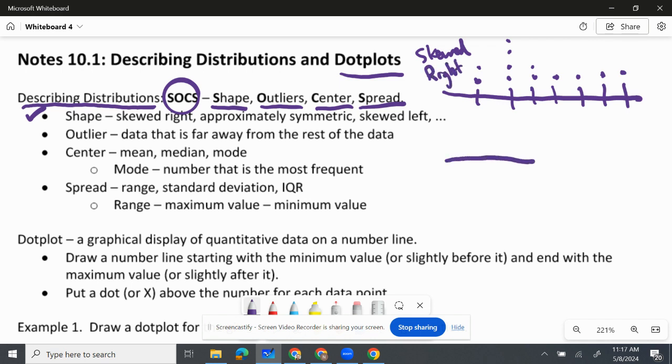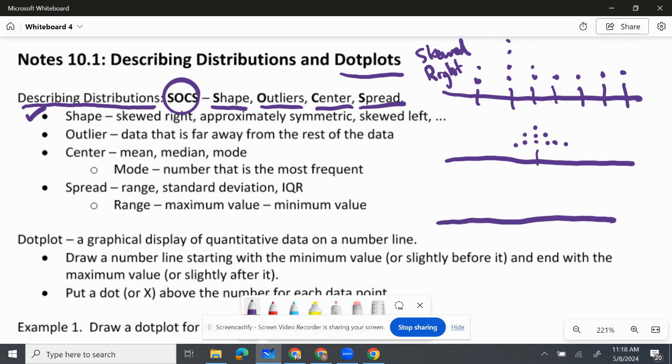And then for the next one, what we have is approximately symmetric. Exactly symmetric means that it's going to be perfectly symmetric. So when we're talking about approximately symmetric, we're talking about something that might be off by one. It's not perfectly symmetric.